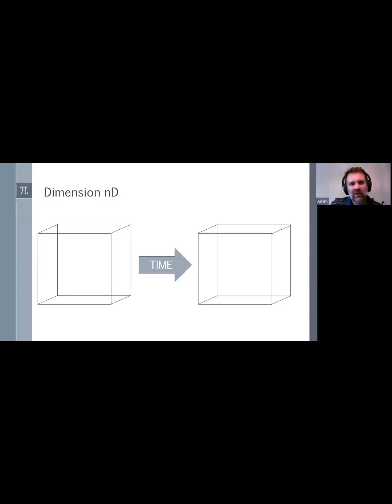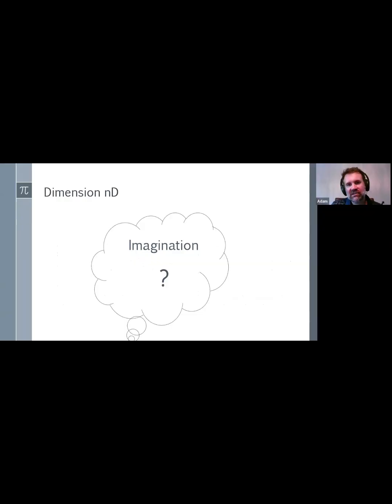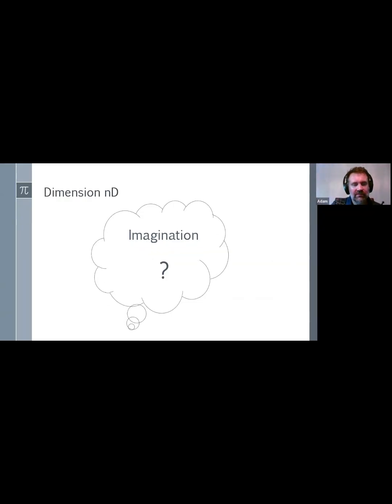And then when we get into farther and farther dimensions, it's called the n dimension. Here, it's just a very general term, and you've got to use your imagination.